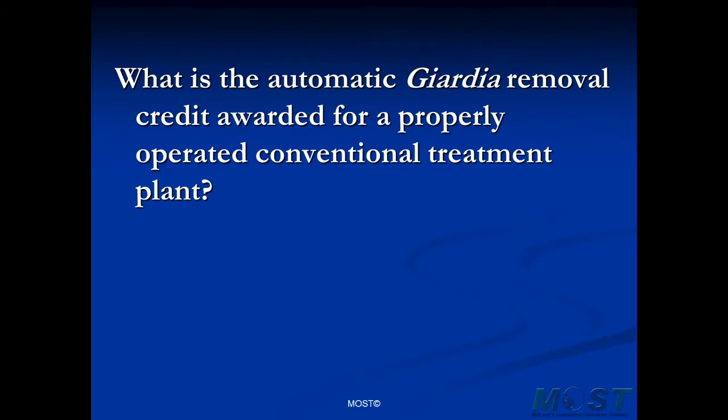What is the automatic Giardia removal credit awarded for a properly operated conventional treatment plant? Well, we will receive 2.5 logs of removal credit if we have a conventional treatment plant that is regarded by the regulatory agency as being properly operated. 2.5 logs. Our total requirement for Giardia is 3 logs, so we're almost all of the way there with respect to Giardia.